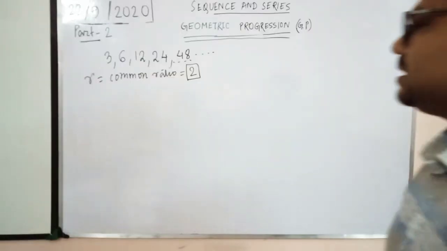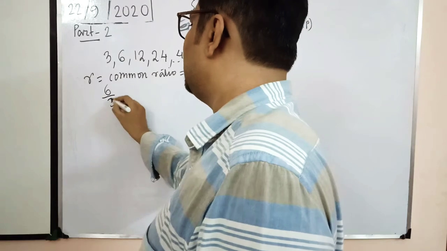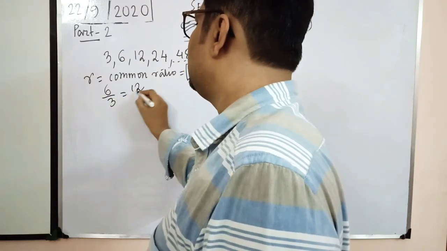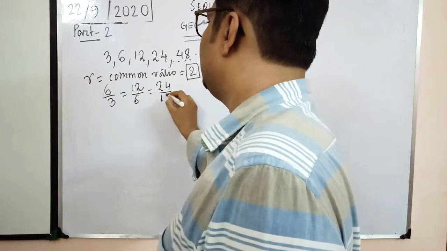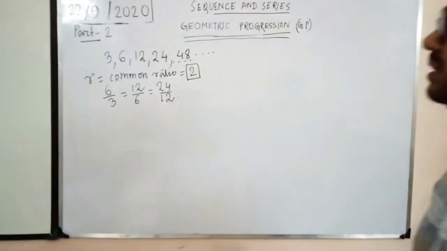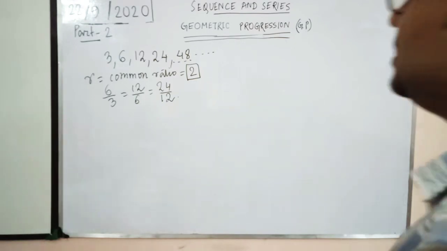So how do we get R? We divide the next number by the previous number. So we get 6 by 3, or we get 12 by 6, or we get 24 by 12. Okay, so this is the nature of the geometric progression, the GP series.